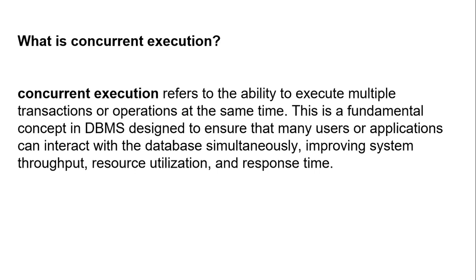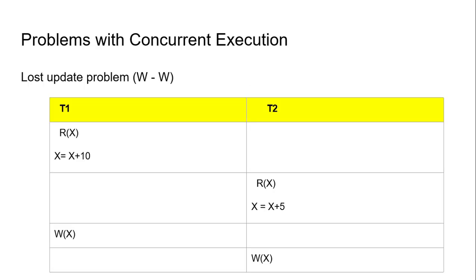But at the same time, there might be situations where problems can arise. So we will be seeing the problems one by one. The first problem is the lost update problem, or we can call it a write-write problem, denoted as W and W, which means write. Here consider two transactions, T1 and T2.